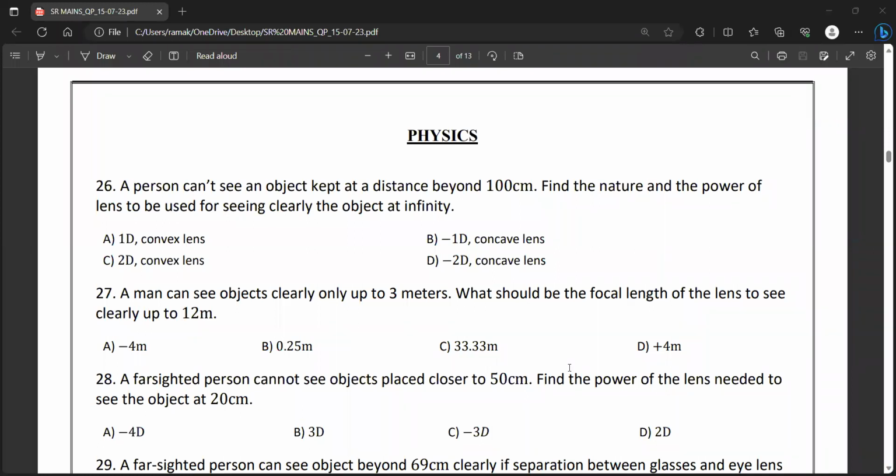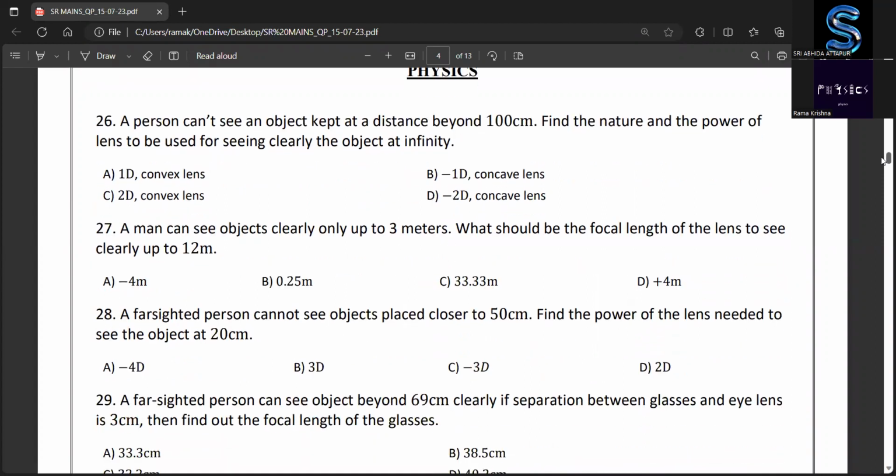Today we are going to discuss the exam conducted on 15th of this month. Answer the first question. A person can see the objects kept at a distance beyond 100 centimeters. Find the nature and the power of the lens to be used for seeing clearly the object at a distance.